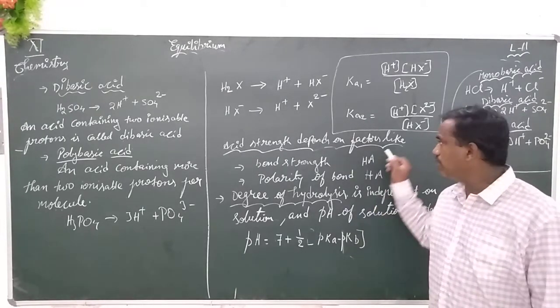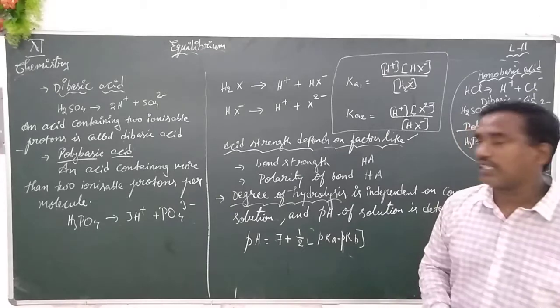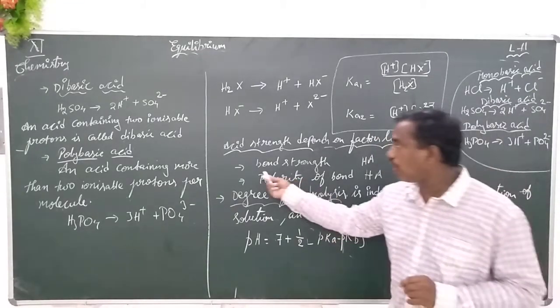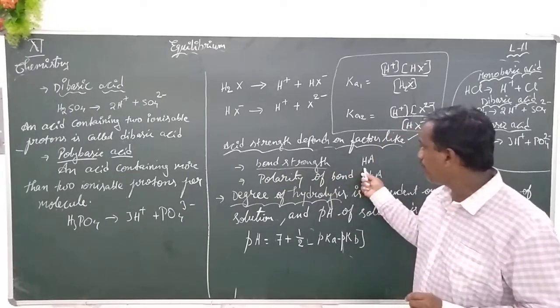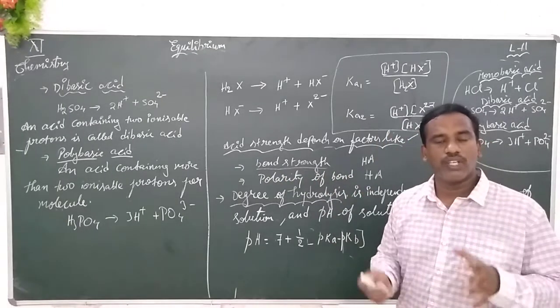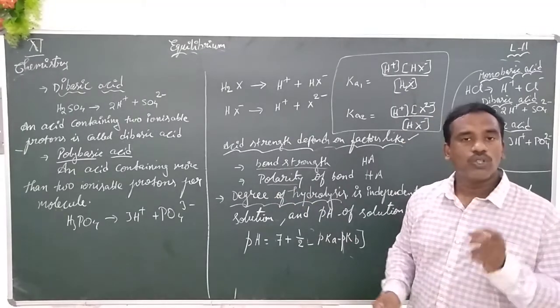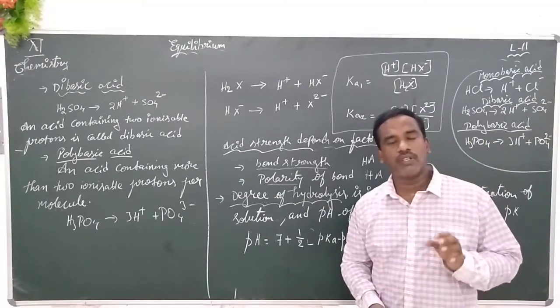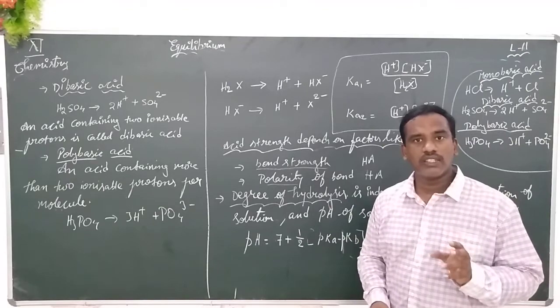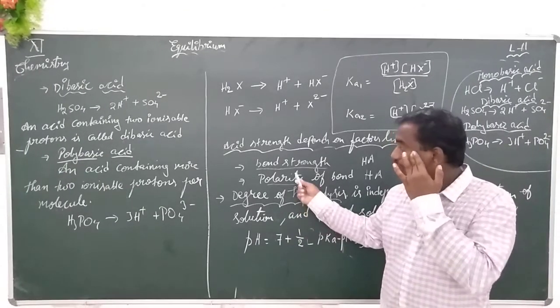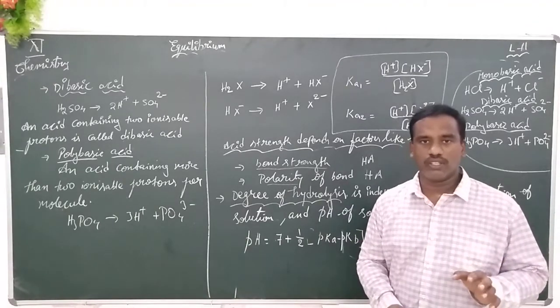Coming to the strength of the acid. The strength of the acid depends upon two main factors. One of the factors is bond strength. For example, H and A are the two atoms, so it depends upon the strength of the bond. The second thing is the polarity of the bond. So the strength of the acid depends upon the polarity of the bond and the bond strength.